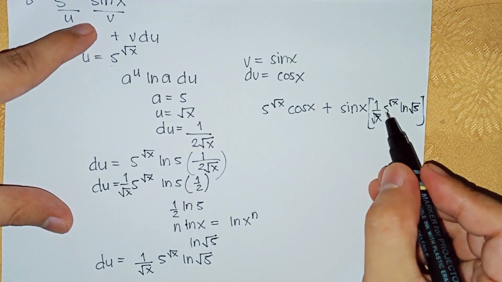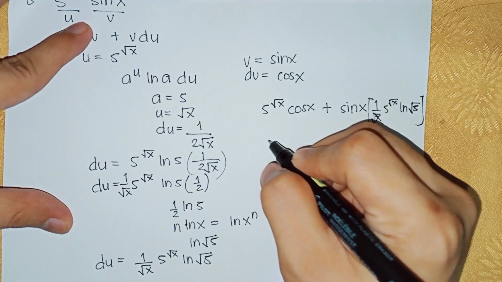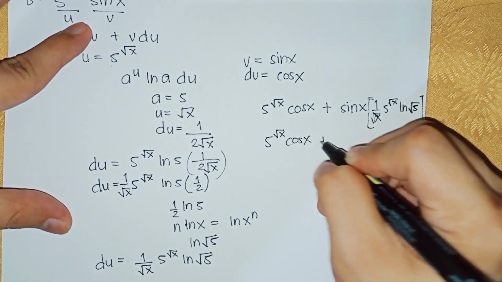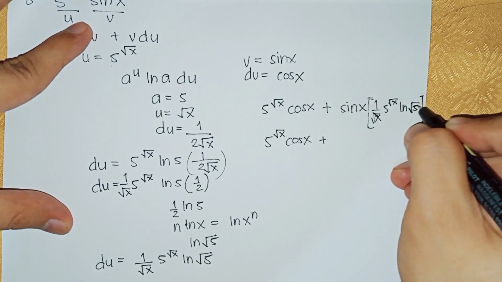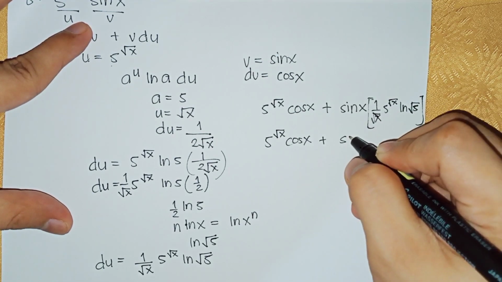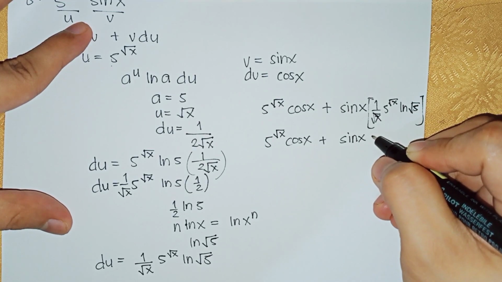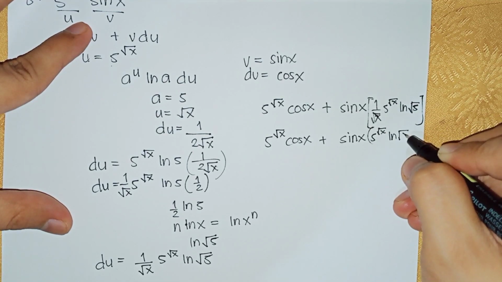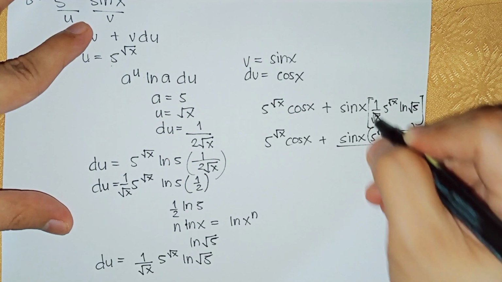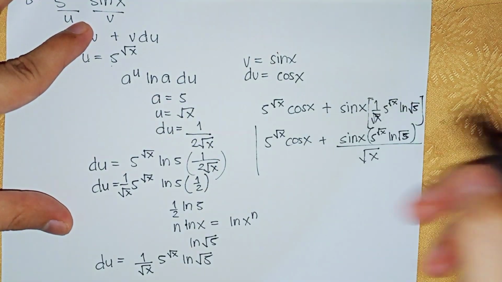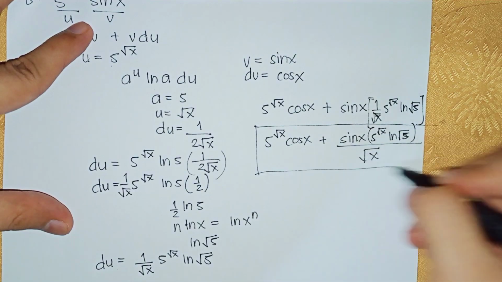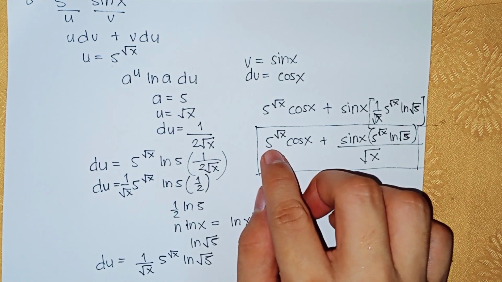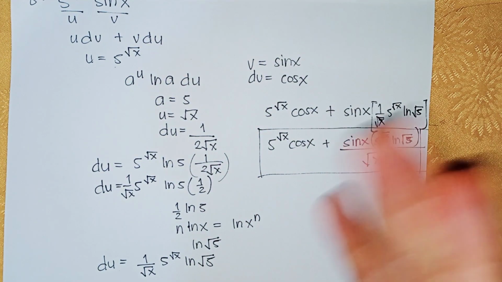So, magiging final answer natin, 5 raised to square root of x cosine x plus, so, itong sin x, pwede mo nang i-multiply dito, no, sa numerator. Sin x times 5 raised to square root of x ln square root of 5 all over square root of x. So, ito yung final answer natin. Okay? So, kung gusto mo namang i-factor yung 5 raised to square root of x, pwede naman, no?